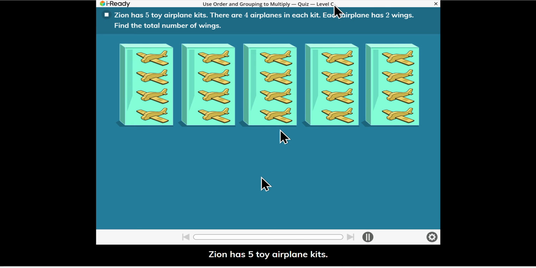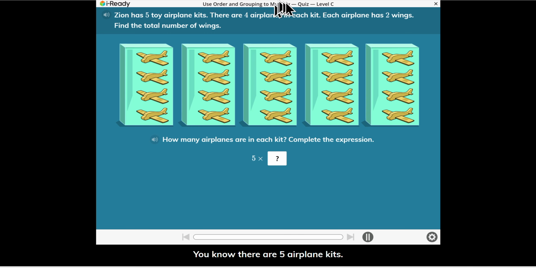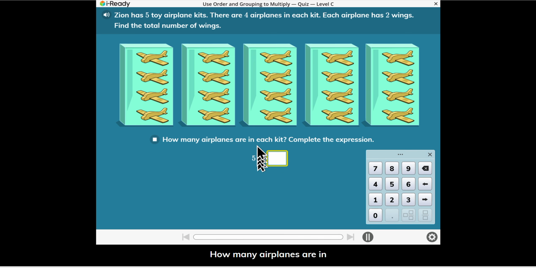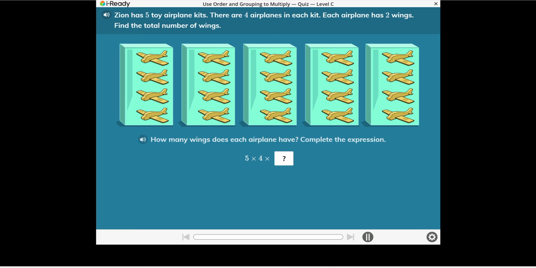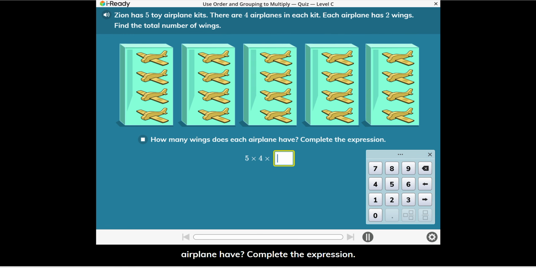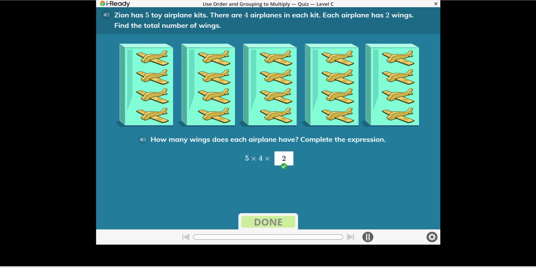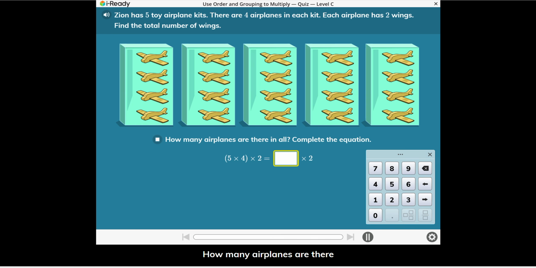Zion has 5 toy airplane kits. There are 4 airplanes in each kit. Each airplane has 2 wings. Find the total number of wings. You know there are 5 airplane kits. How many airplanes are in each kit? Complete the expression. How many wings does each airplane have? Complete the expression. 2. How many airplanes are there in all? Complete the equation.